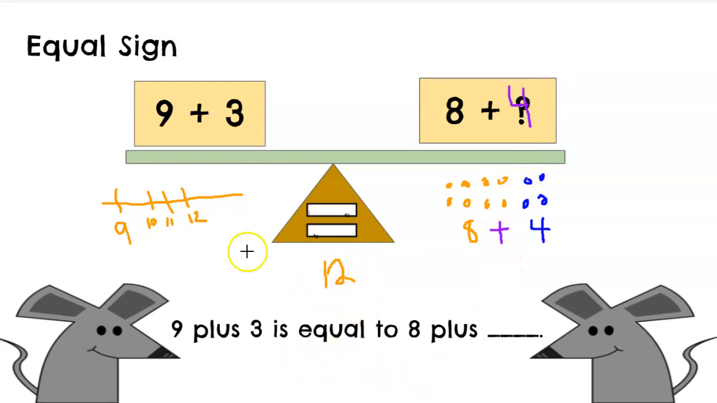So we composed 12 in two different ways: 9 plus 3 and 8 plus 4. So 9 plus 3 equals 8 plus 4. Okay. Remember, all you're doing is composing the number to balance the equation.